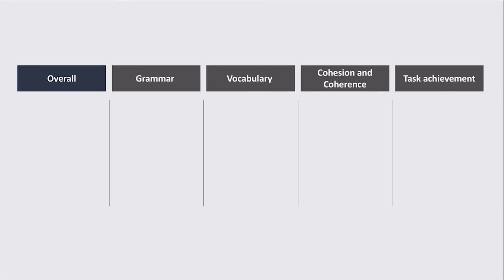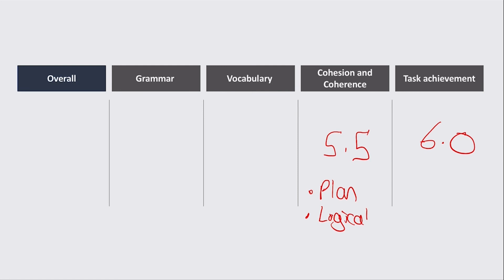So I probably want to give a 6 for task achievement. For coherence and cohesion, there's no logical structure to how they picked out their detail points. So I would mark them down to a 5.5 for that. And I would just tell them to plan and give me a logical structure. I didn't know why you chose the detail points you did, or why you grouped them together in different paragraphs. The vocabulary I thought was very good.